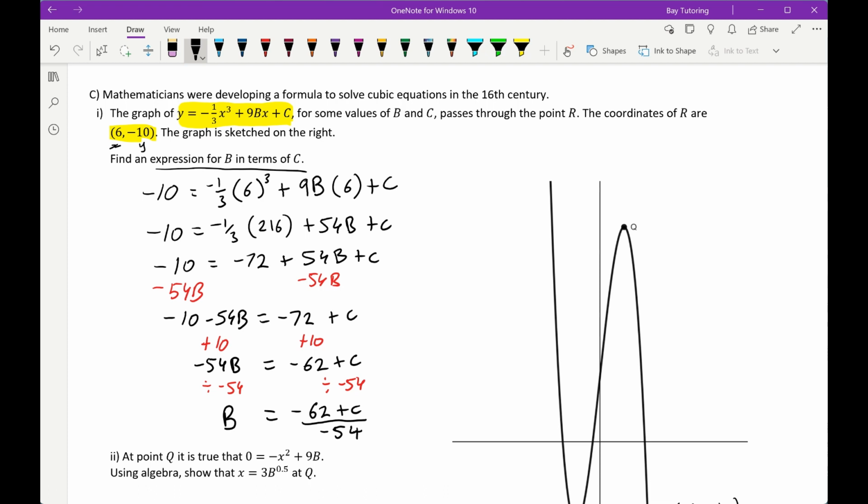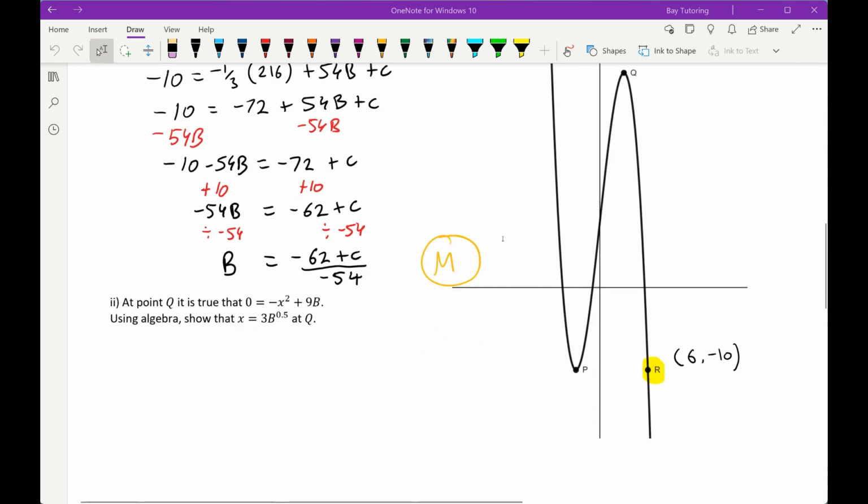To get achieved, doing a correct substitution all the way back at the beginning, substituting those x and y coordinates in, is enough for achieved. Then getting all the way to the end, an expression for b in terms of c, is a merit.